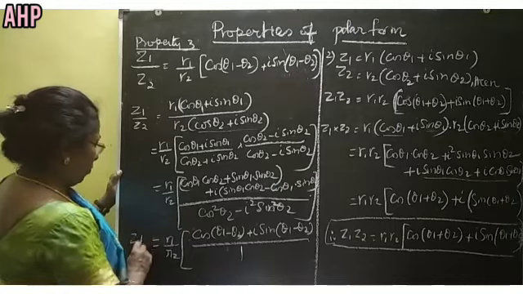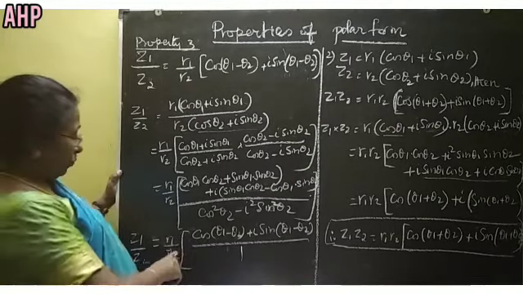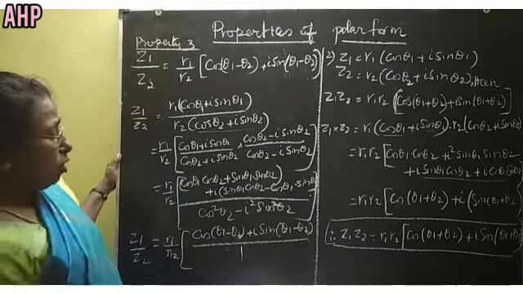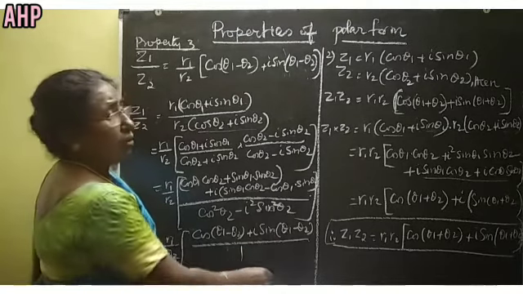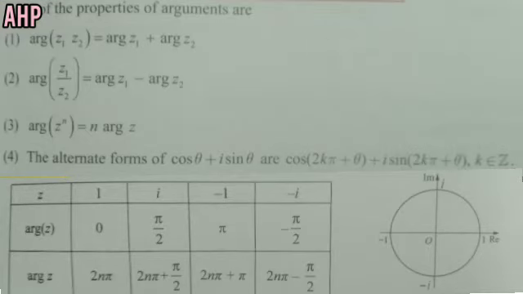Therefore, Z1 by Z2 is given to be R1 by R2 into cos(theta 1 minus theta 2) plus i sin(theta 1 minus theta 2). Hence, there are some properties of these arguments: argument of z1 z2 is equal to argument of z1 plus argument of z2.